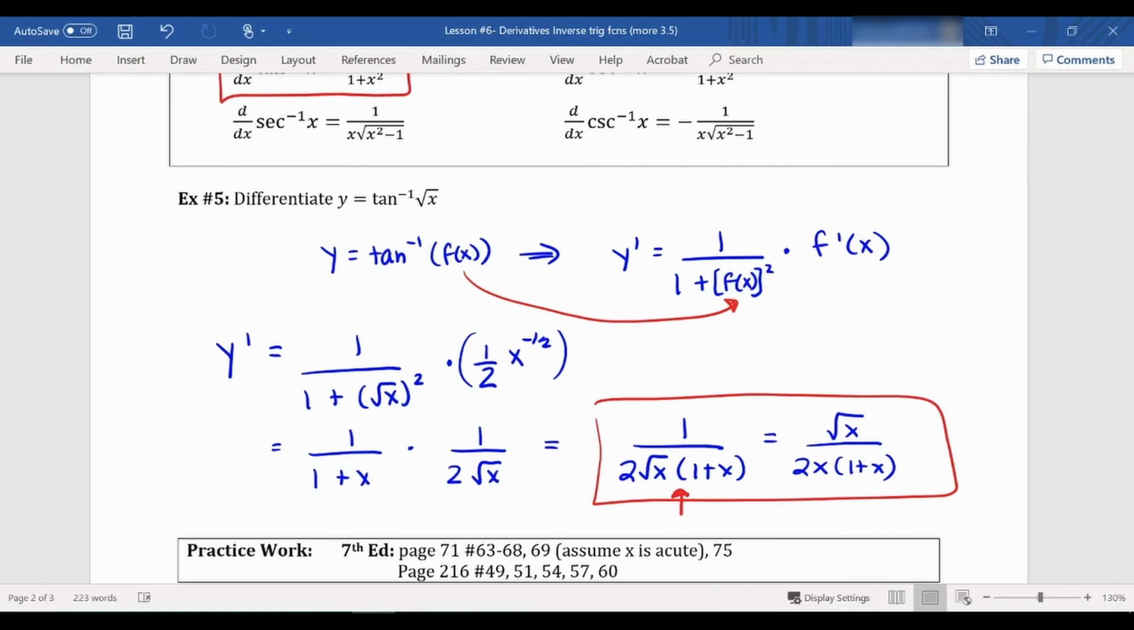Just be careful that this entire thing is multiplying with this entire thing, which means that this bottom bit, the 1 plus x, needs to all be multiplied by the 2 root x. Be careful with that, okay? Chain rule applies.